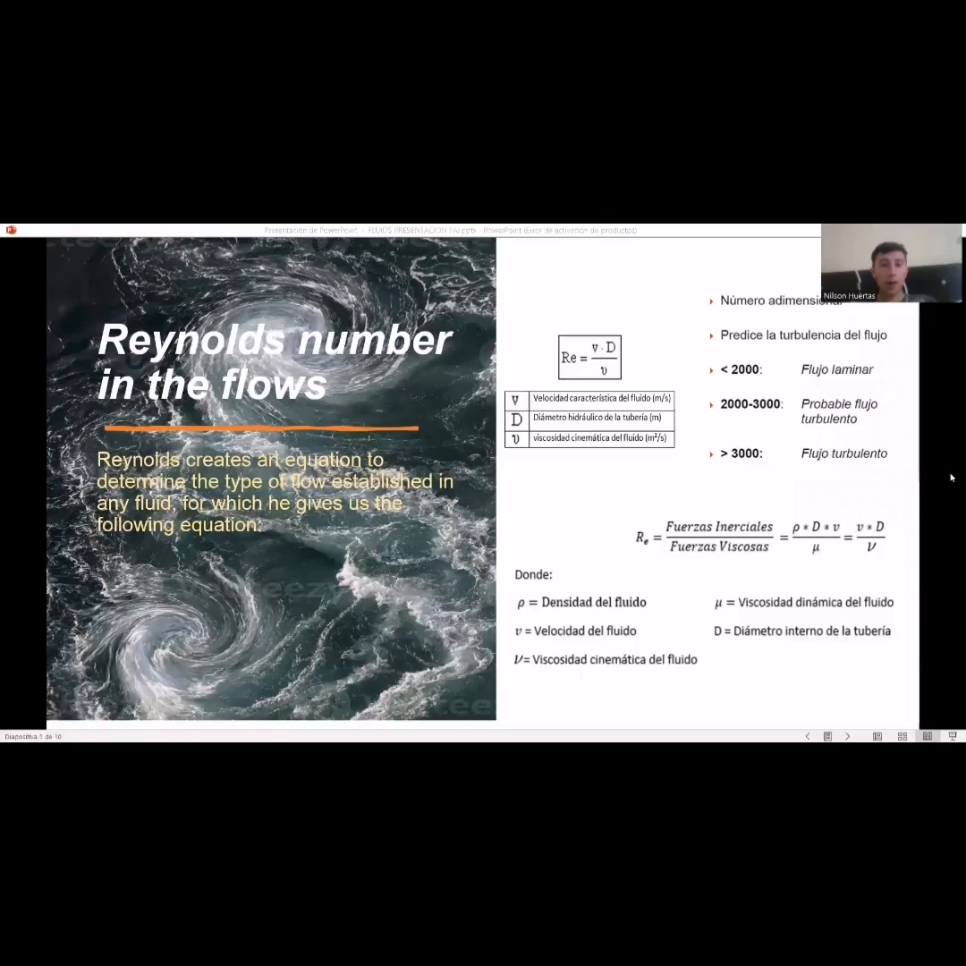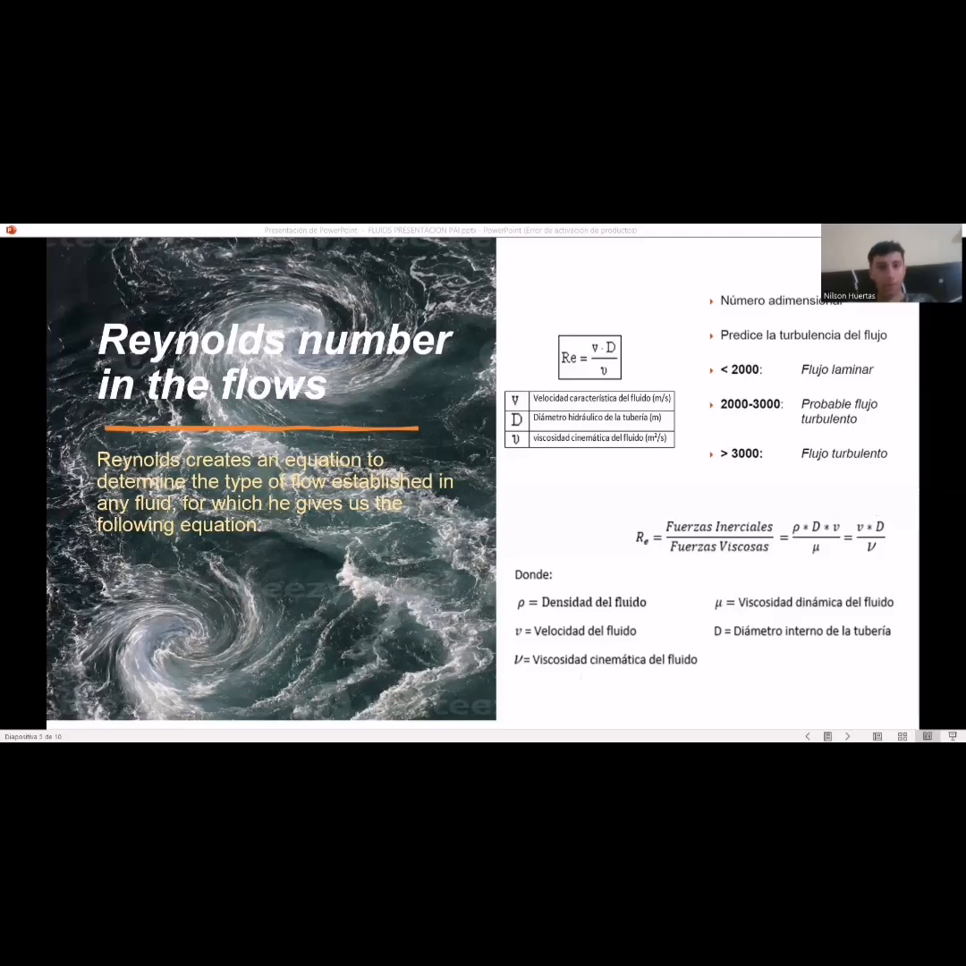Now I am going to talk about the Reynolds number in the flows. Reynolds created that equation to determine the type of flow established in any fluid, for which he gives us the following equation. Re is equal to density times velocity times diameter over viscosity, or Re is inertial force over viscous force.